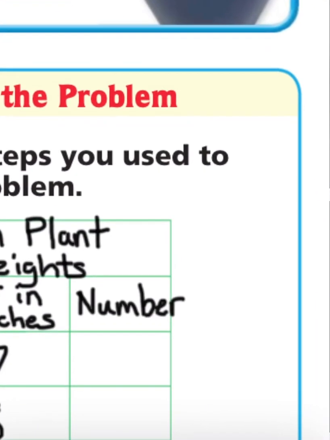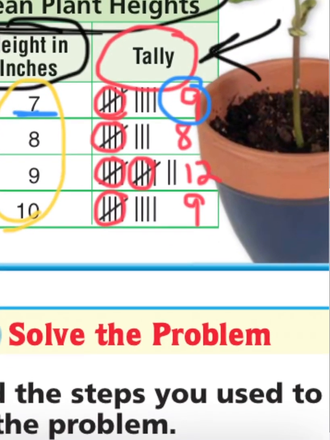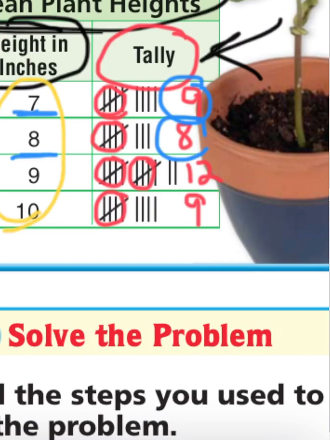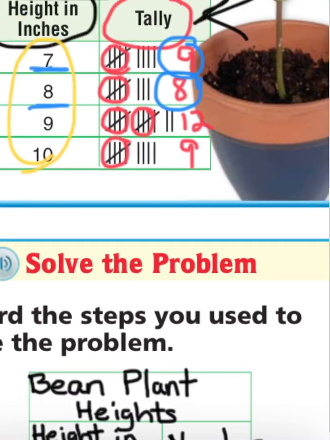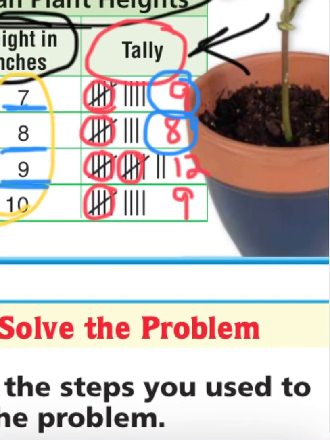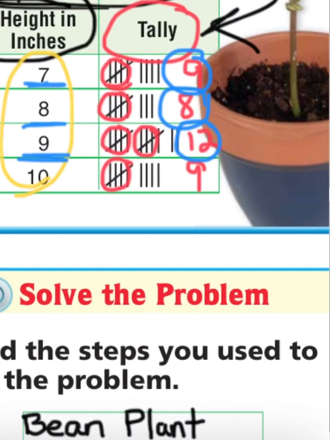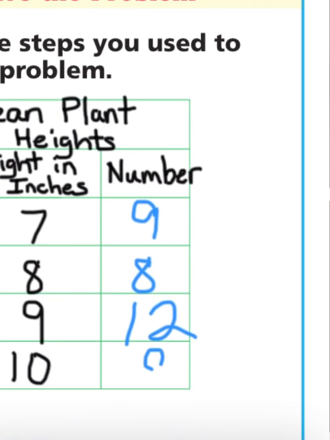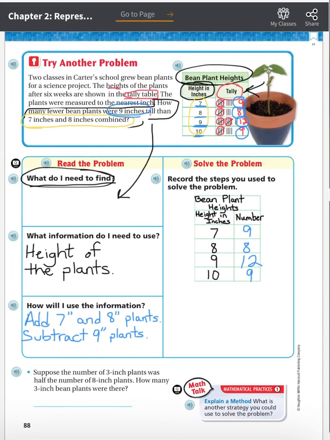So we have to come down here. 7-inch tall plants, we have 9 of them. Let's look at 8-inch tall plants. 8-inch tall plants, we have 8 of those. 8 plants that are 8 inches tall. 9-inch plants, we have 12 of those. We have 12 plants that are 9 inches tall. And our 10-inch tall plants, we have 9 of those. So we have 9 plants that are 10 inches tall. Okay.